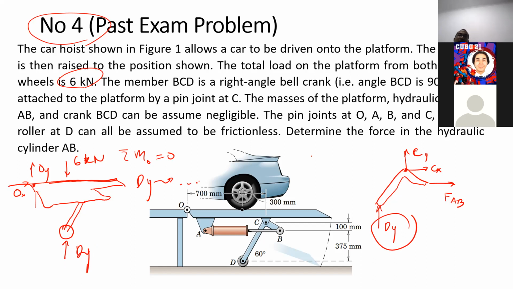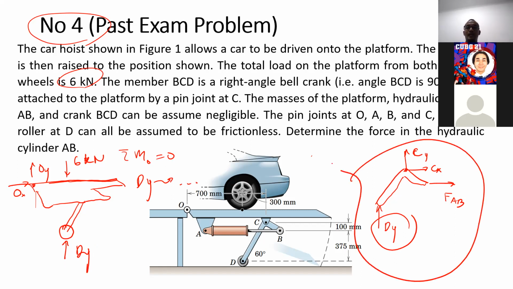After you find DY, use it in the second free body diagram. Because the one in question is just the hydraulic force FAB, you can use just one equation as well, sigma moment at C equal to 0. Using that, you will be able to find FAB. Do you get it, Irsyad? Yes, I think I understand now. Good.